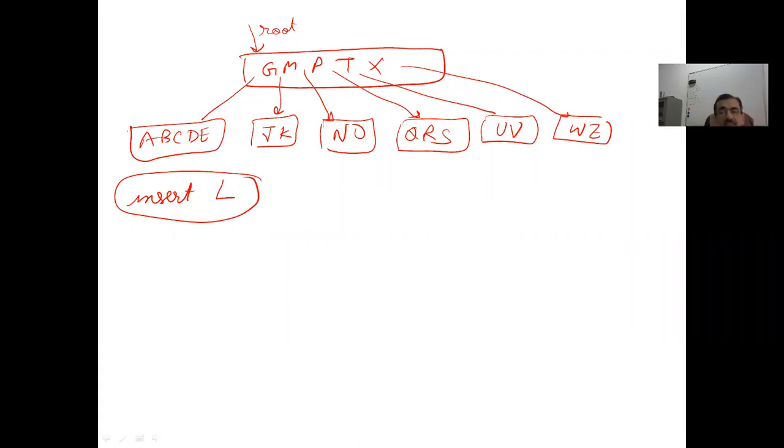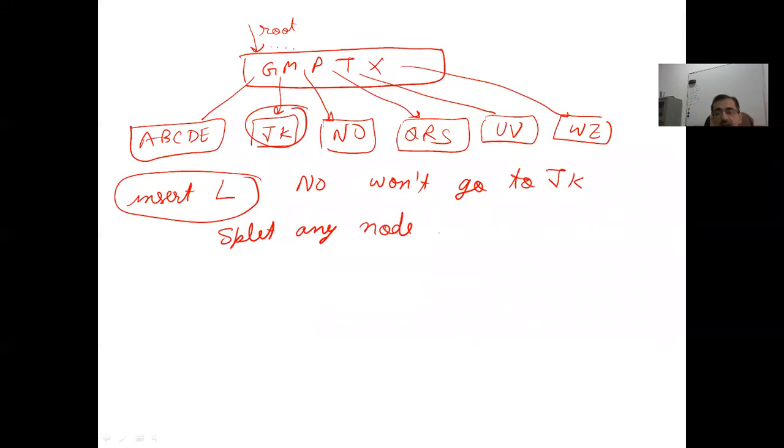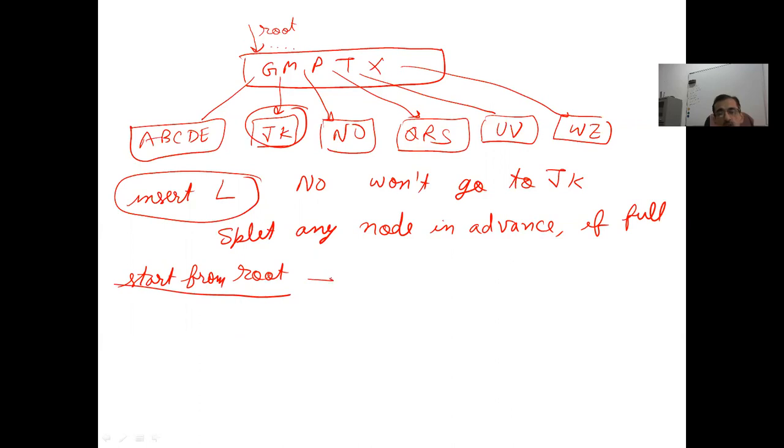Yes. So now I say insert L. You could think that I will start comparing and reach this node. But no, I won't go directly to JK. Before that, we said the rule is to split any node which is full, even if it doesn't require any node in advance. And this rule is applicable on every node going downwards. We started from root, but immediately the root is full.